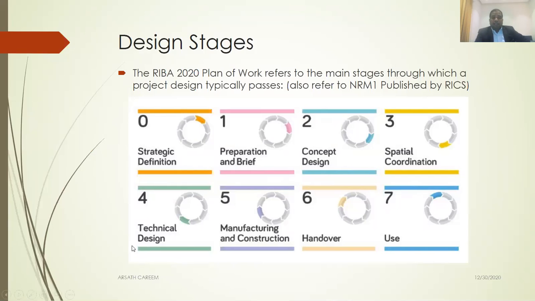These are the recently updated RIBA design stages. For the interview purpose, you have to know what the stages are. These are the 8 stages defined by RIBA: strategic definition, preparation and brief, concept design, spatial coordination, technical design, manufacturing and construction, handover, and use.